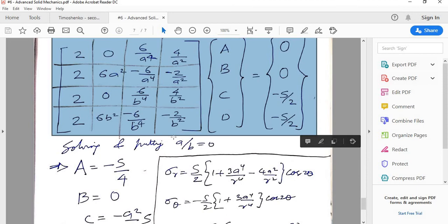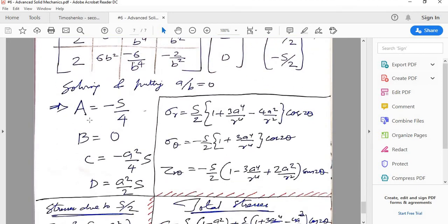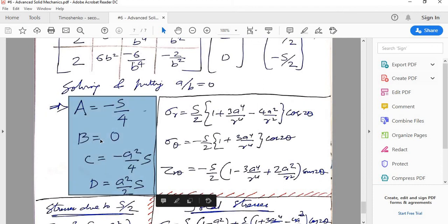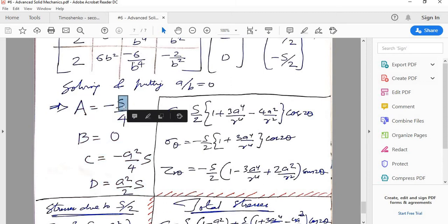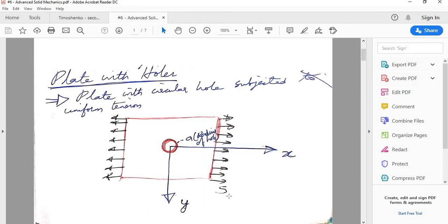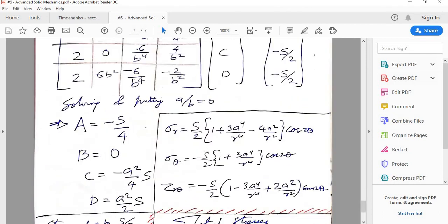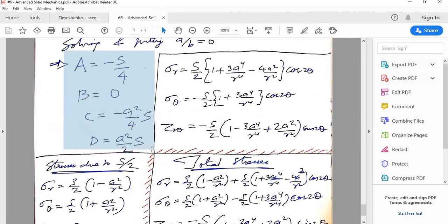and using the expression a by b equal to 0, we will get the following values for the constants: a equal to minus S by 4, b equal to 0, c equal to minus a square by 4 S, d equal to a square by 2 S. So here S is nothing but the external pressure. So this was our original S, right? That is S. And what is small a? Small a is the internal radius. So this is the expression for the constants.